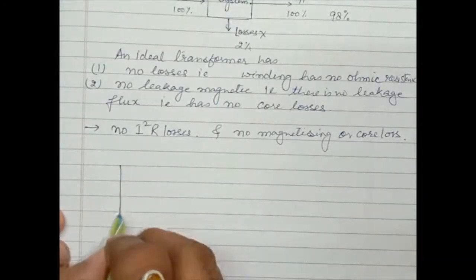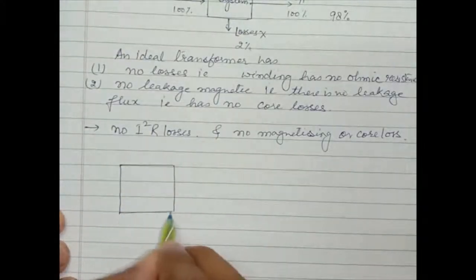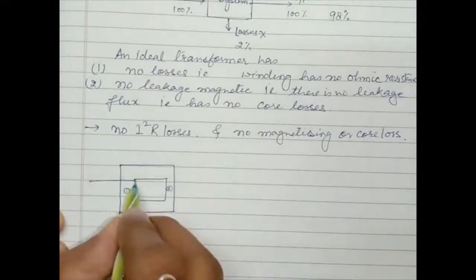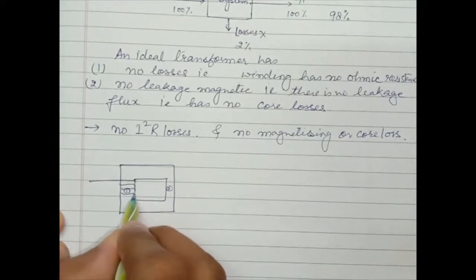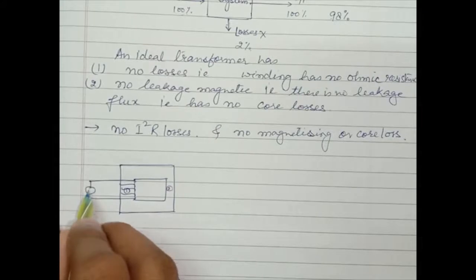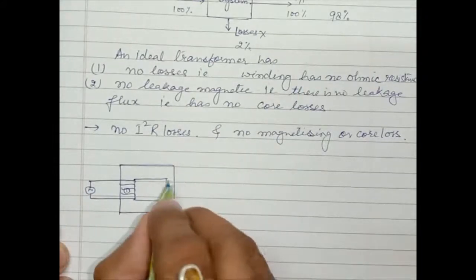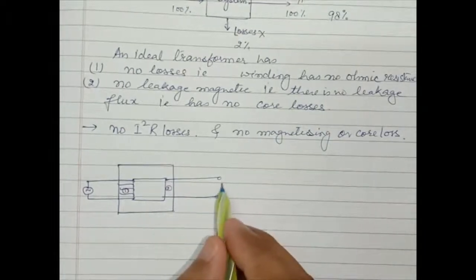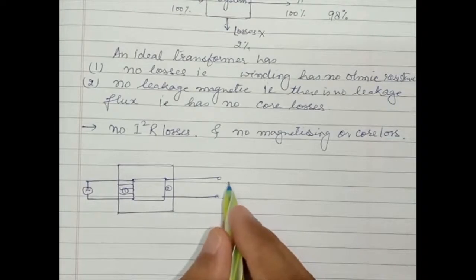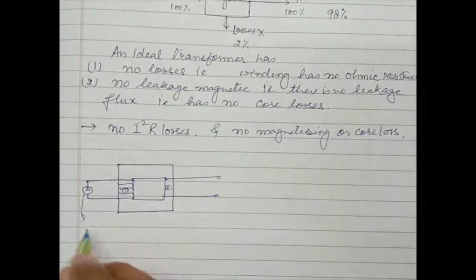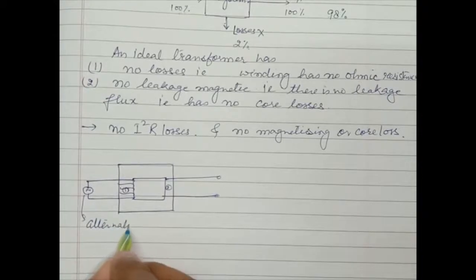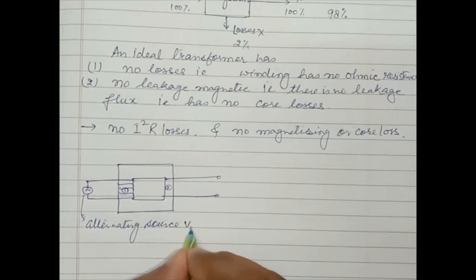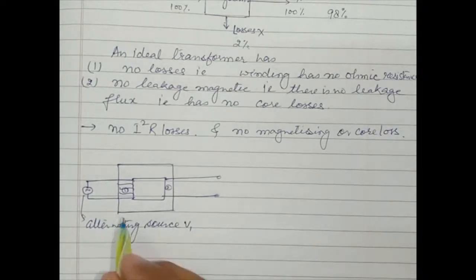Suppose we are considering a transformer. This is a core. This is one of the legs and the other leg. On one of the legs there is a winding, and this winding is connected to a supply, and this is another winding which is kept open. So at the secondary winding, no load is connected. Here it is an alternating source connected to the primary winding. Let it be V1.